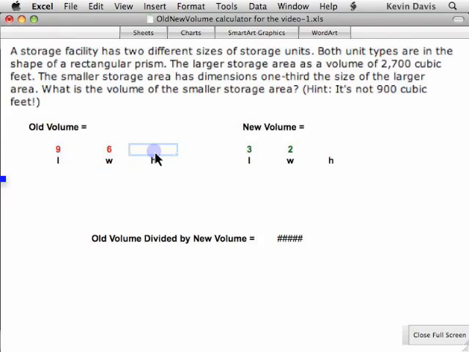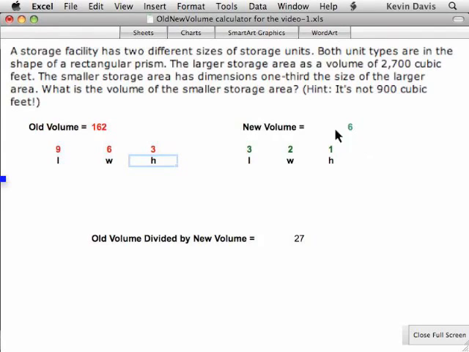All right, and lastly, let's just use, let's say, 3 for the new height. Okay, I'll type in 3 for the old height. The new height is automatically calculated to be 1. Okay, so my old volume then is 162 because 9 times 6 times 3, length times width times height, is 162. Over here, my new volume is 6 because 3 times 2 times 1, length times width times height, is 6.